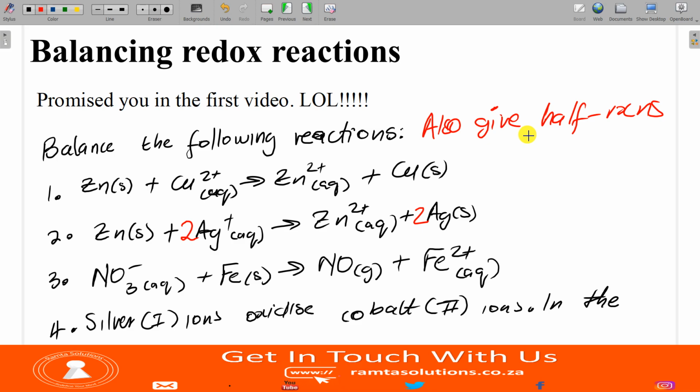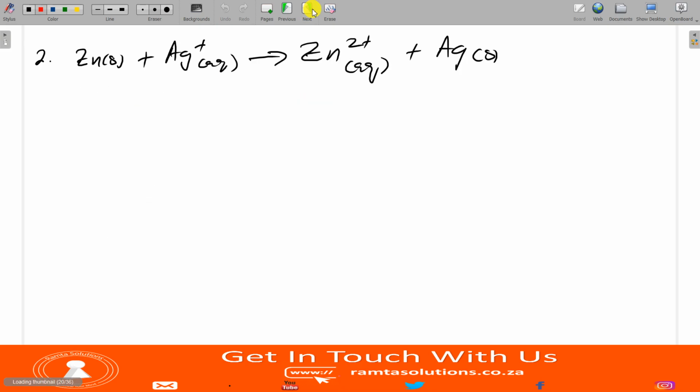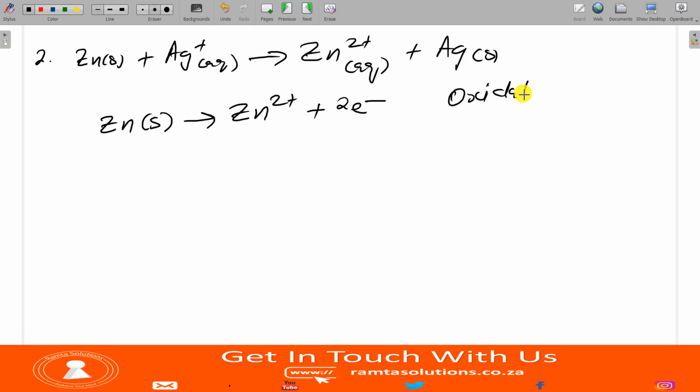Now let's try to get the half reaction. Proceeding. So the half reaction for this one will be zinc solid giving us zinc 2 plus. As you can see, the species are balanced, but the charges are not, so we might need to add electrons. This is your oxidation half. I'm saying oxidation half reaction because electrons are on the product side.